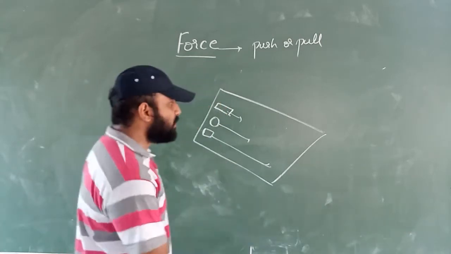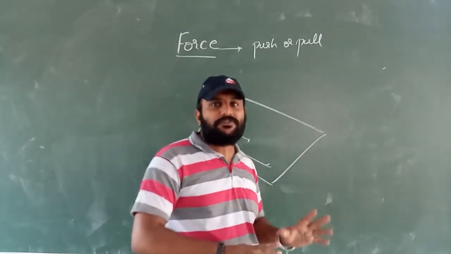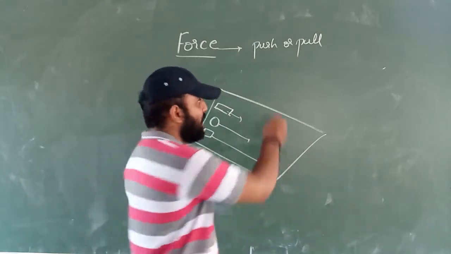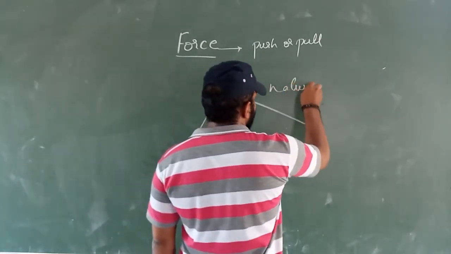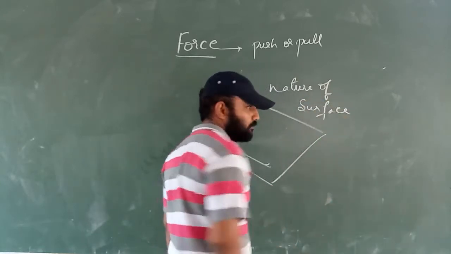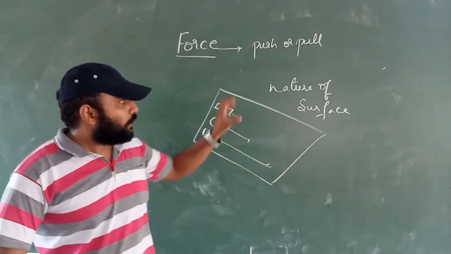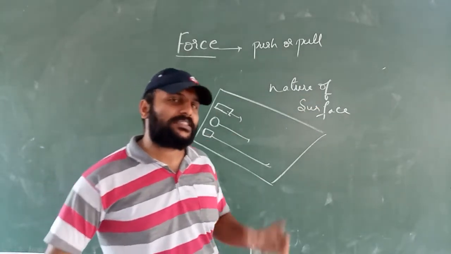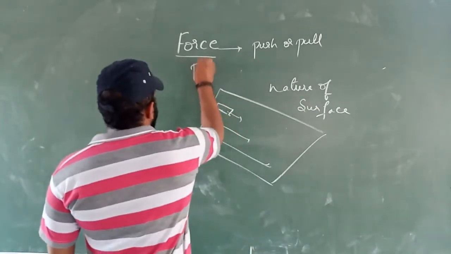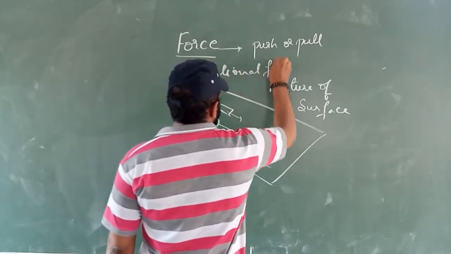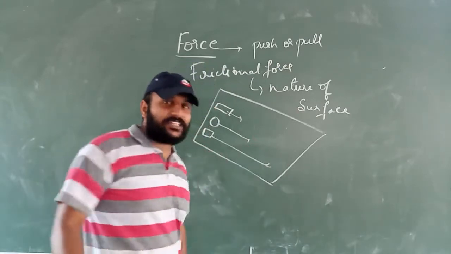From this we can understand that the force I mentioned depends on what factor? The nature of the surface. So on what factor does that force depend? It depends on the nature of the surface. What is that force? That force is called frictional force. So frictional force depends on the nature of the surface.